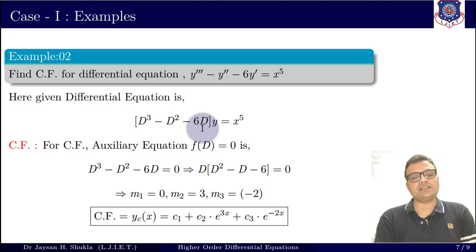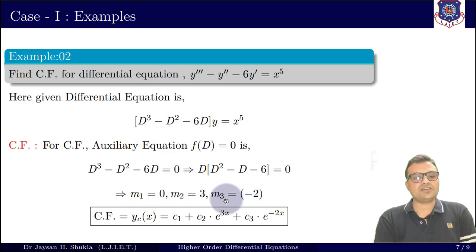Considering its auxiliary equation by f of D equals to 0, which simply gives us D times D square minus D minus 6 equals to 0, and by factorization we will get three roots. m1 equals to 0, m2 equals to 3, m3 equals to minus 2. Again, let me remind you that there is no certain rule for the orders of these roots. It can be in any order.